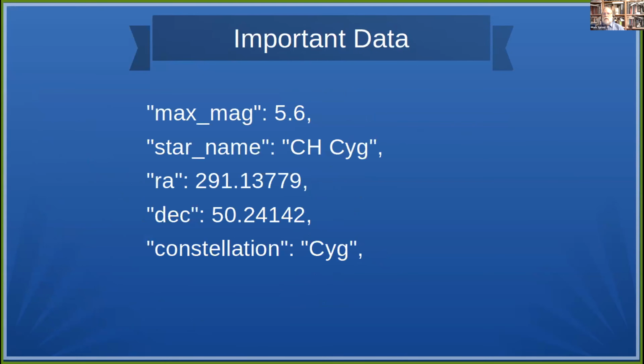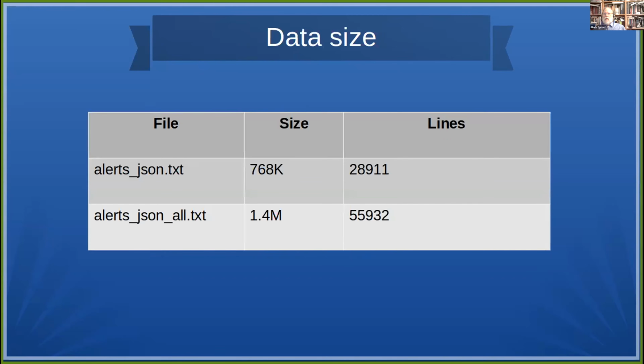So this is the data that I deem important, what I pull out of it: the magnitude, the star name, the right ascension and declination, to know where to plot it on the screen. I also pull out the alert number, which I didn't display on the previous page, so I can keep track of that. The data size, if you get just the alerts, is 768K and it's 28,000 lines of text once it's broken up. If you get everything, it's 1.4 meg, 55K. Again, not very big, really quick to download. It's a lot to go through by hand, but I don't go through it by hand. Let the computer do it.